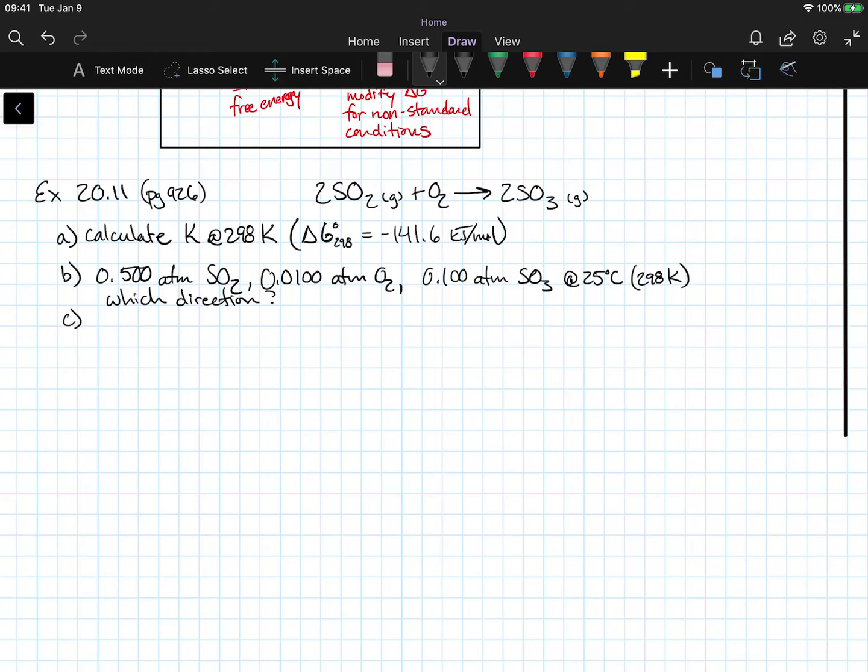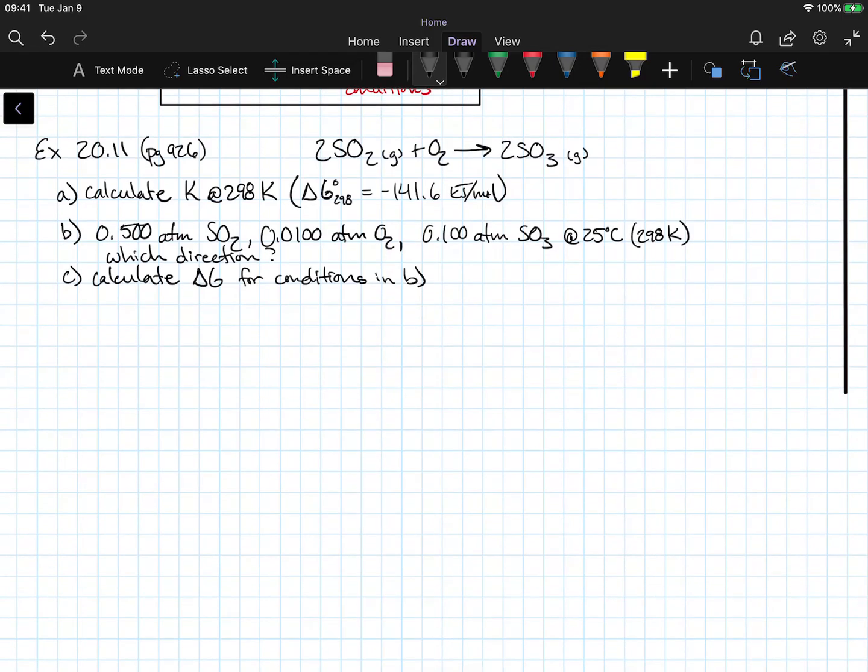And finally, in part C, we're going to calculate the delta G for the conditions in part B. So we'll just jump right in for part A. I'm given a delta G naught, and I want to figure out what K is. So we'll start off with one of the first equations we put in the box today. Delta G naught is equal to negative RT ln K, and we just need to solve for K, so we're going to rearrange this a little bit. The first thing I'm going to do is divide both sides by negative RT.